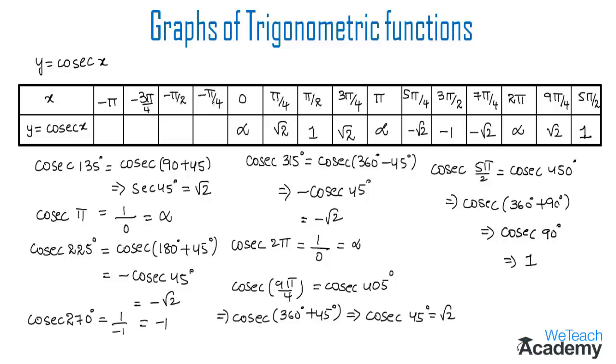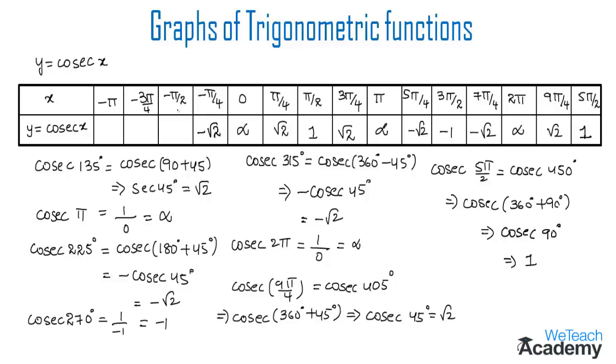And now let us proceed and find the values of y for negative radians. So the value for cosecant minus pi by 4 will be equal to a minus of the value of cosecant pi by 4. So minus of root 2 will be equal to minus root 2. So here we get minus root 2.